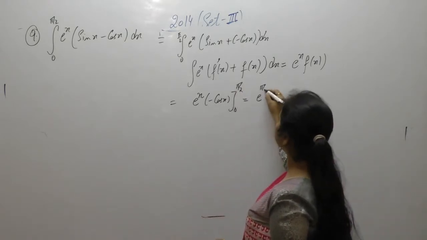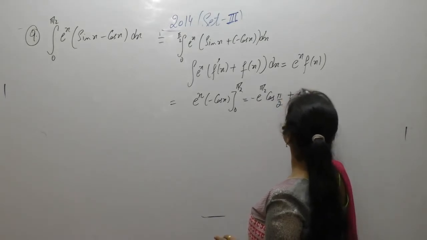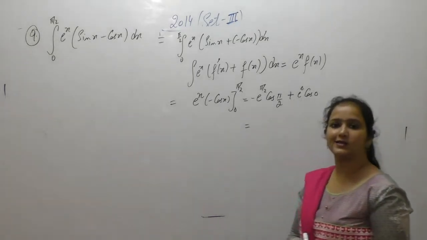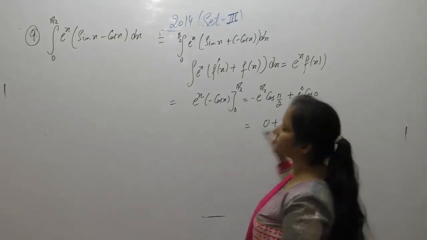Put the limits. e^(pi by 2) cos pi by 2 minus, minus plus e^0 cos 0. Cos 90 has value 0. Cos 0 has value 1.